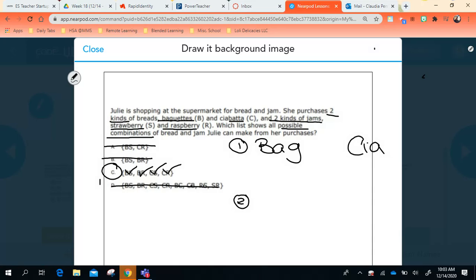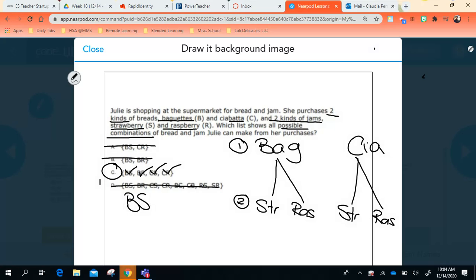And then from my breads, I can put jams on them. So what jams can I put on my baguette? Good, I can put strawberry or I can put raspberry. What jams can I put on my ciabatta? Strawberry and raspberry, same thing. So notice option 1 is my breads. Option 2 is my jams. But I'm not writing the words breads and jams. So same thing I did with the last one, which was the table. I have baguette and strawberry, baguette and raspberry. I have ciabatta and strawberry, and I have ciabatta and raspberry. So that would just be the way that I'd figure out which one I'm choosing.